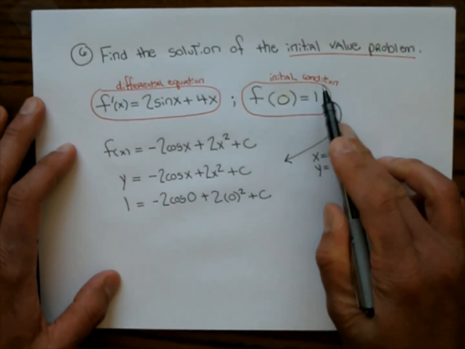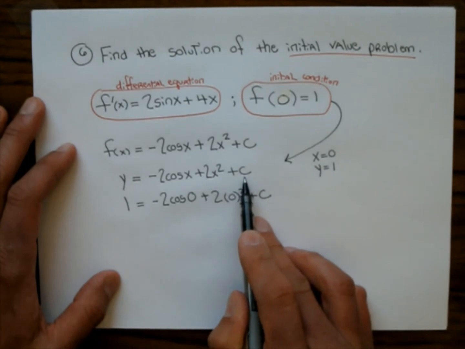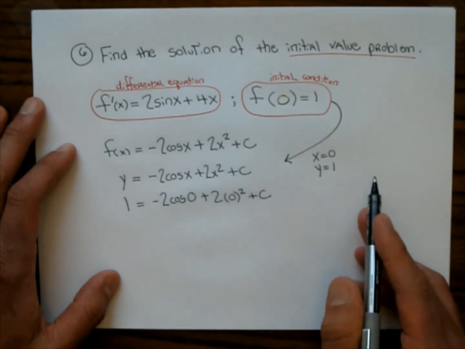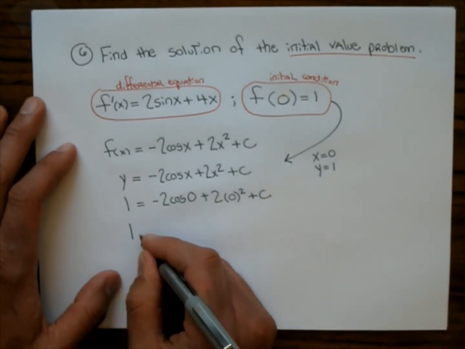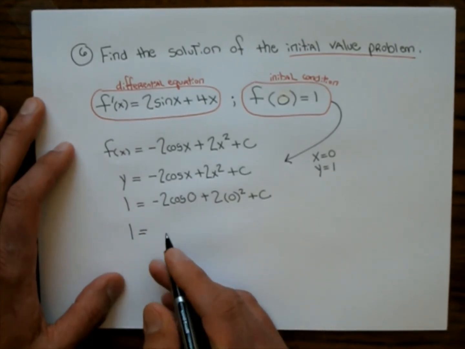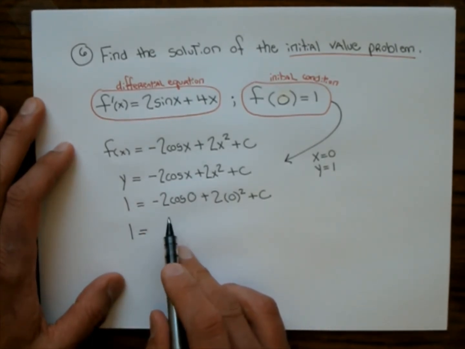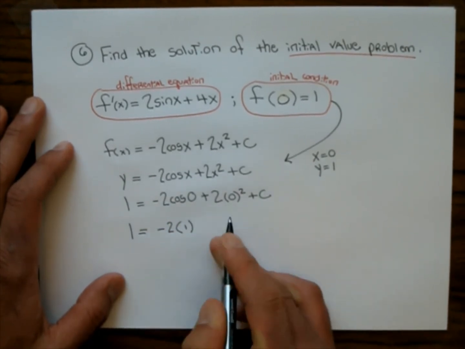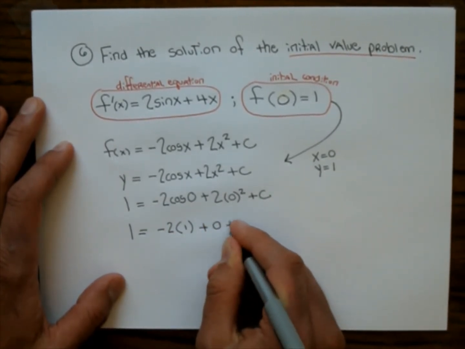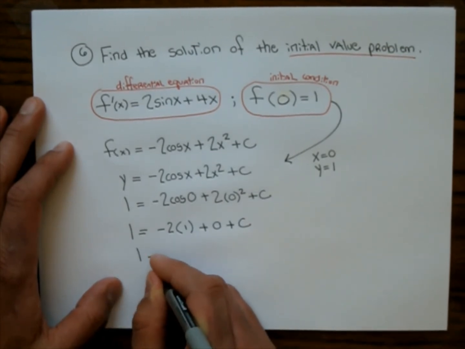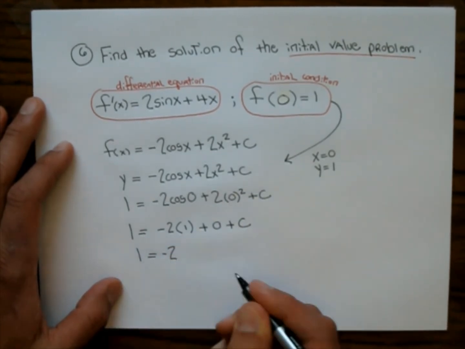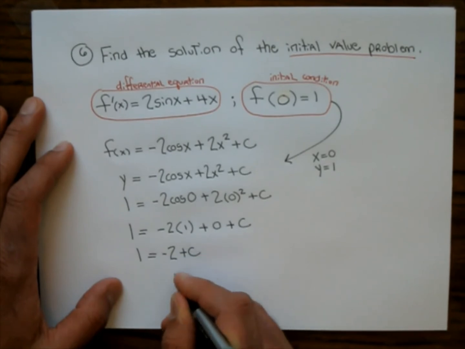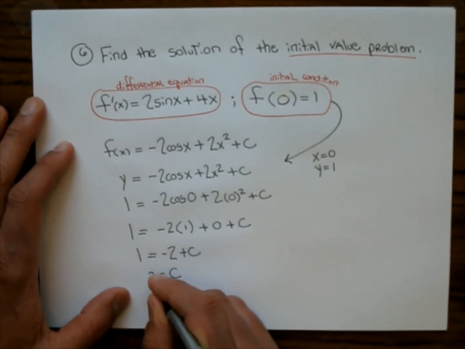So this initial condition is given, so we can find out what c is. Now the cosine of 0 is going to be 1. So I have negative 2 times 1, that is negative 2. We have plus c, so 1 equals negative 2 plus c. c equals 3.